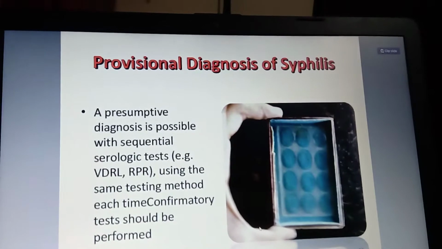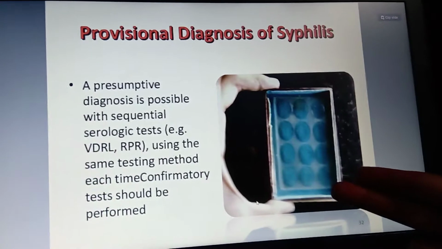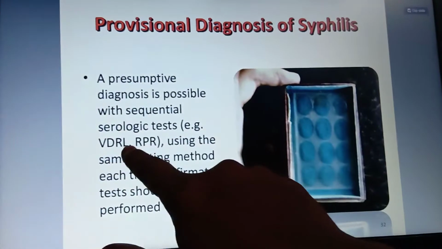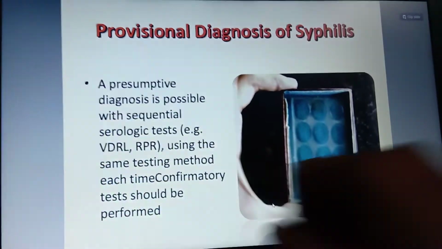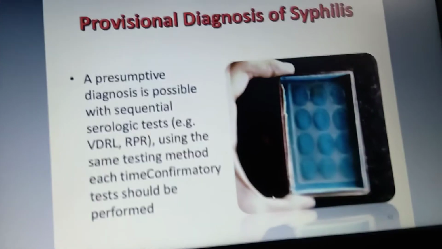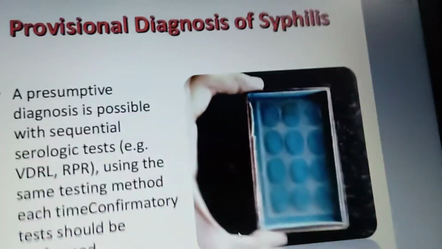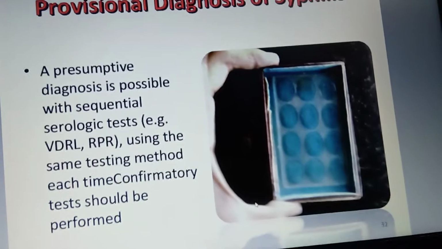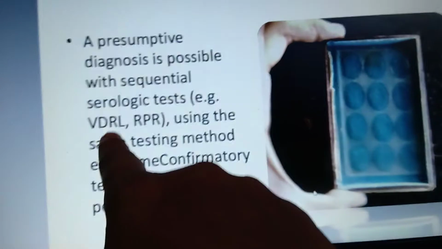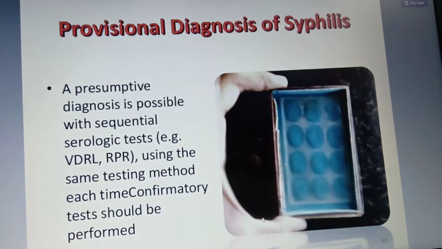Next is the provisional diagnosis of syphilis, meaning the immediate diagnosis they perform. Here you see the VDRL test and the RPR test, the rapid plasma reagin test. It is tested in the same way as, for example, an HIV sample test. VDRL stands for Venereal Disease Research Laboratory. These are the types of tests they use to find it out.